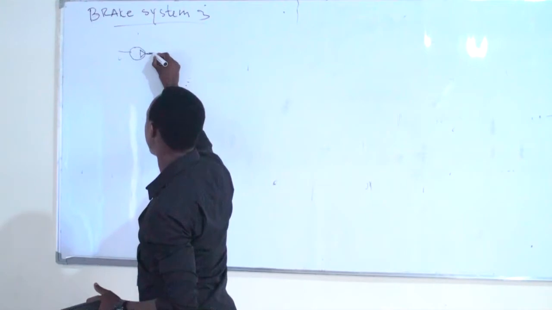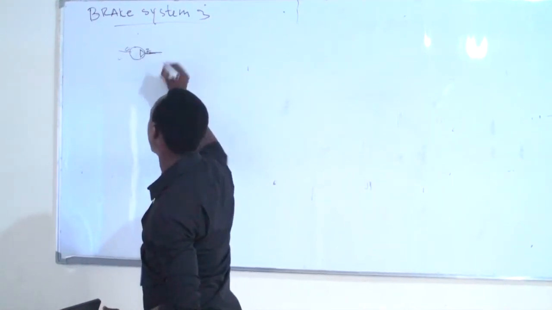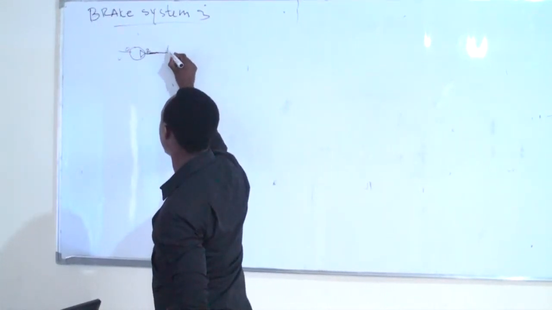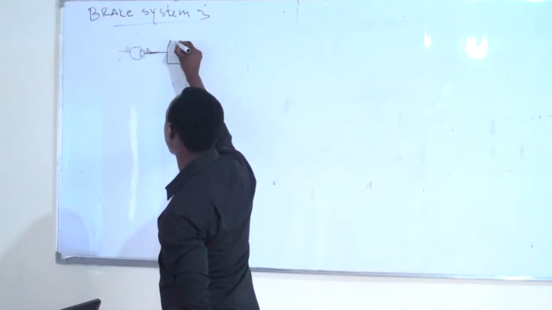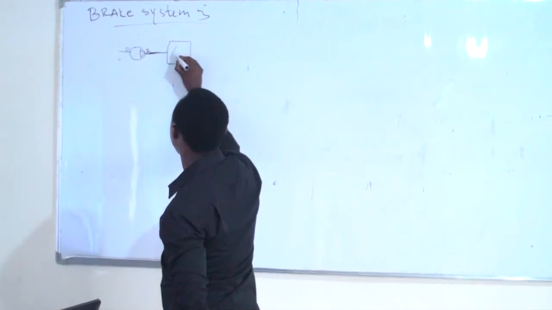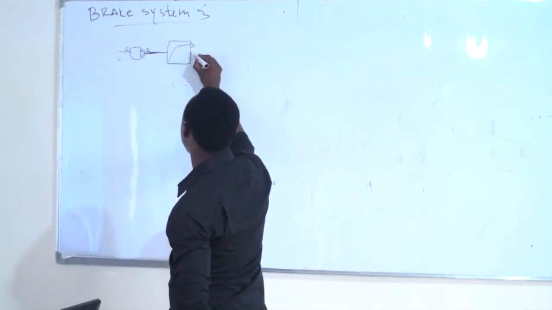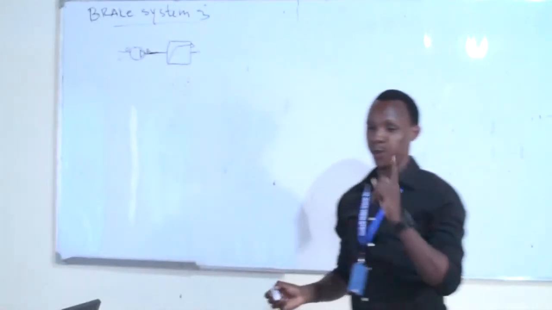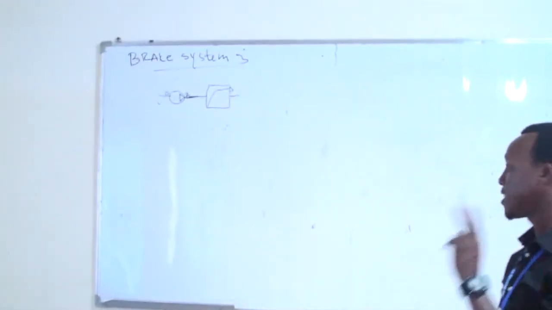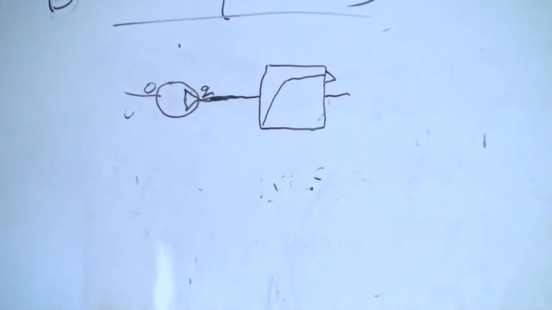So we have an air compressor, we have zero intake, and two outlet ports. So here we must have a pressure regulator. This pressure regulator, do you remember that in the previous circuit I showed that it has the function of regulating the pressure in the pneumatic system.